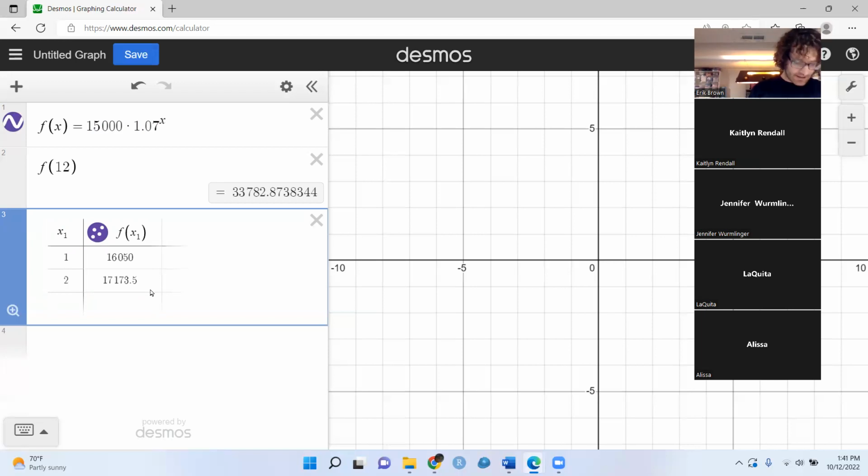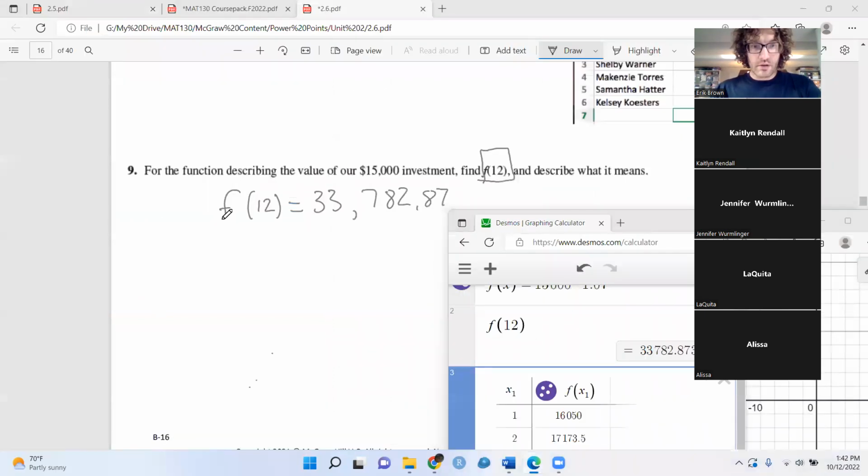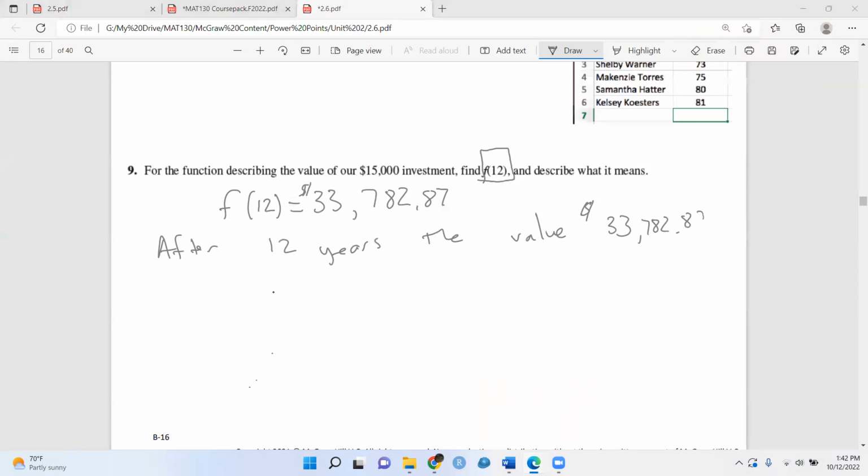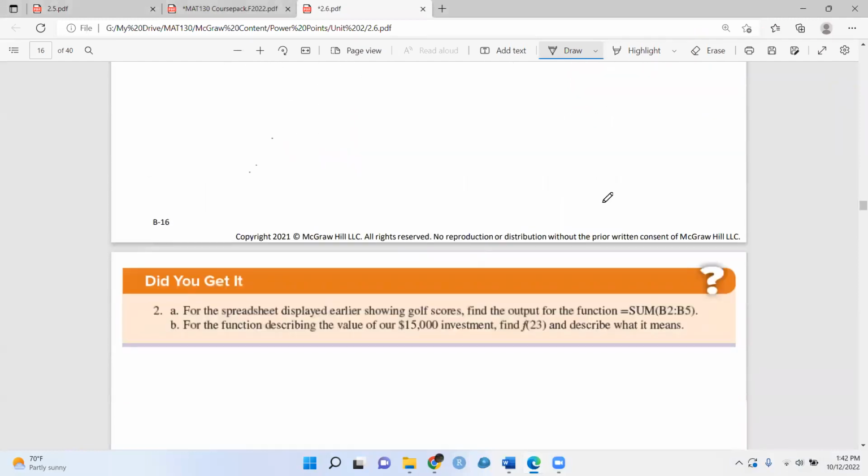Okay, perfect. Yeah, it's an easy thing to mess with. Good. Okay, so we've got the number F12 equals 33,782.87. What does this number mean? Well, it means after 12 years, the value is 33,782.87. That's what that means. Okay, cool.